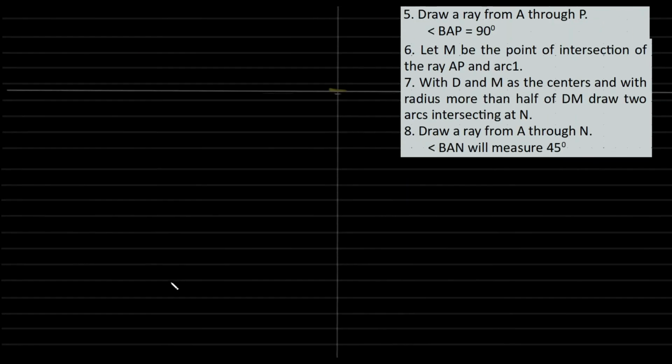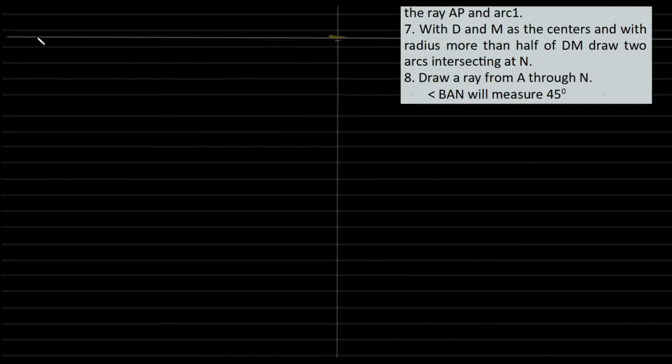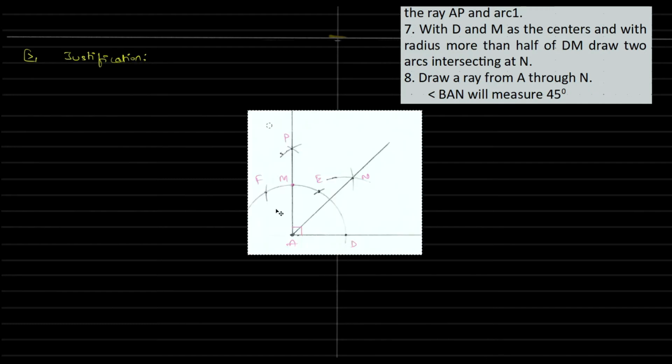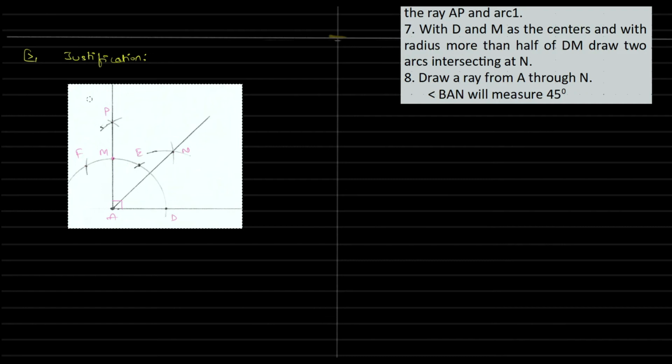So now let's look at the justification part. It's going to be a bit lengthy. First we need to justify the 90 degrees, then the 45 degrees. So it will take some time. So we'll begin with 90 degrees. To get that this angle, angle MAD, is 90 degrees, we need to take a few steps.